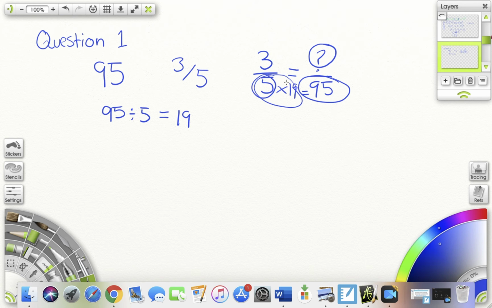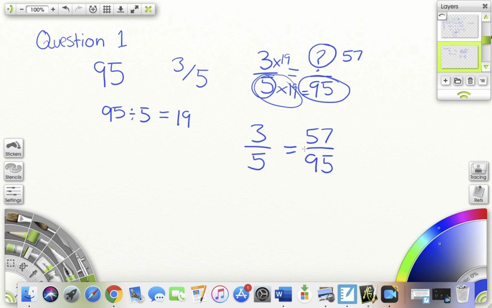Whatever I do to the bottom, I have to do to the top as well. So I take 3 and I multiply it by 19 as well. So 3 times 19 is 57. So the equivalent fraction to 3 over 5 is 57 over 95. They're equivalent fractions.